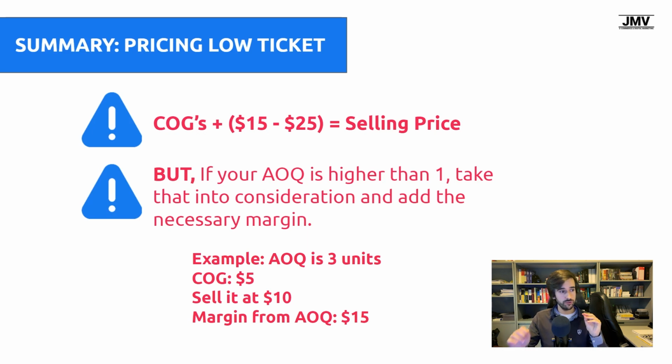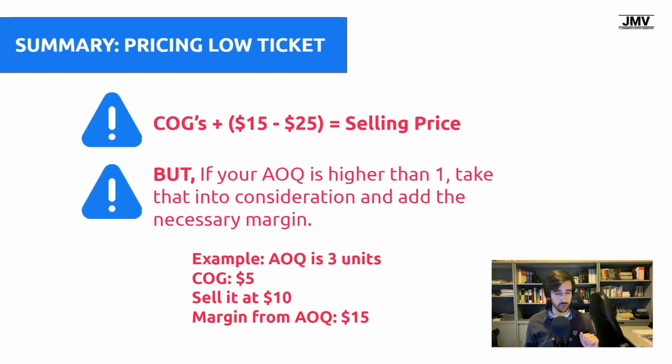To price your products, you should have your cost of goods plus your margin. And your margin should be anywhere between $15 to $25 for a low ticket product. This is going to give you your selling price. But remember, if your average order quantity is higher than 1, you need to take that into consideration, because again, we have another example here.